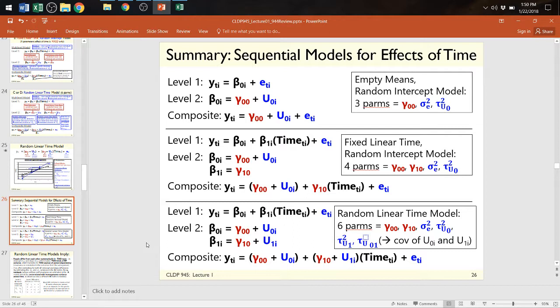Well, I had 2 before, right? So now how many do I have, if I added a random slope? 3. 3 kinds of variance in the last model here. E, level 1: why are you off your line? Level 2 U0 intercept: why did everybody start out differently? Level 2 slope: why did everybody change differently?